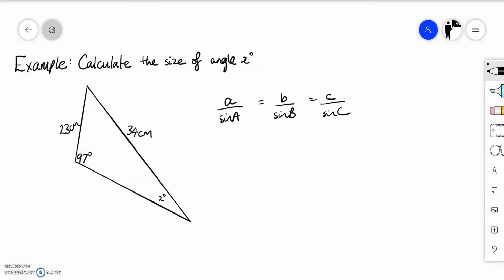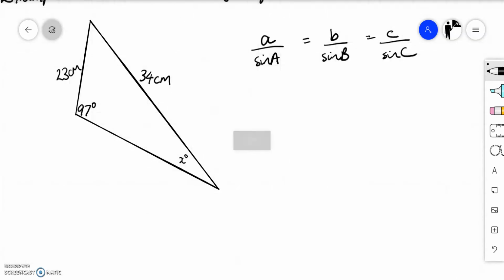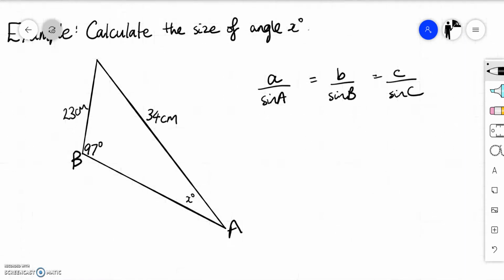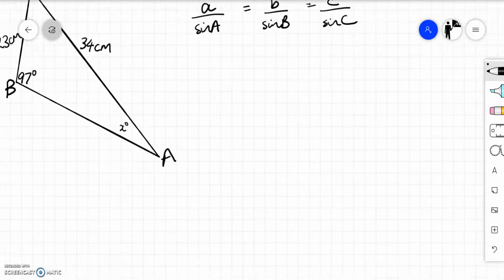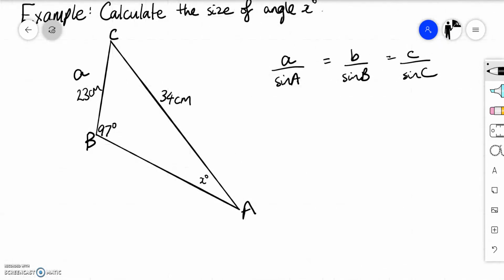Okay, we need to label our sides, so let's call these A, B and C. So across from angle A is side A, across from angle B is side B, across from angle C is side C. So we can substitute in. So we're going to have 23 over sine x is equal to 34 over sine 97.